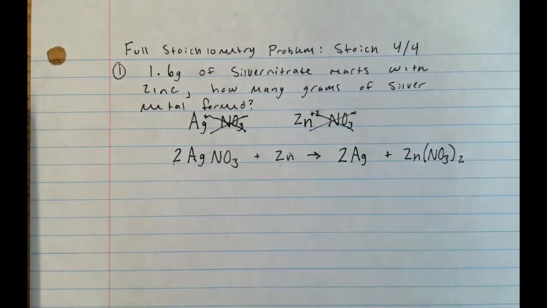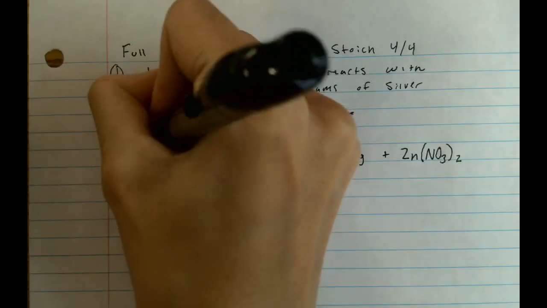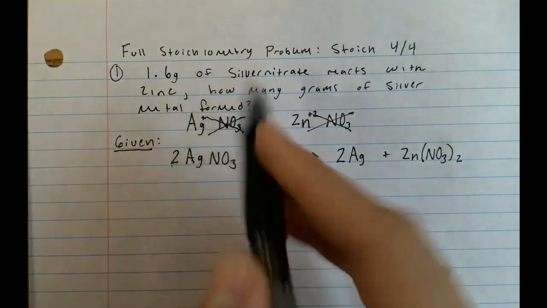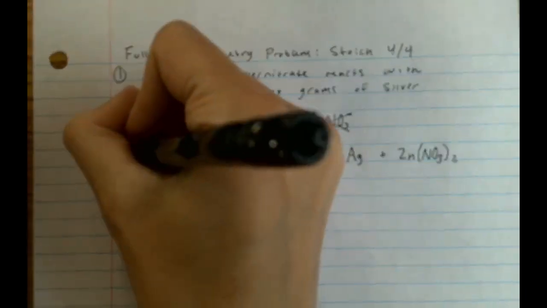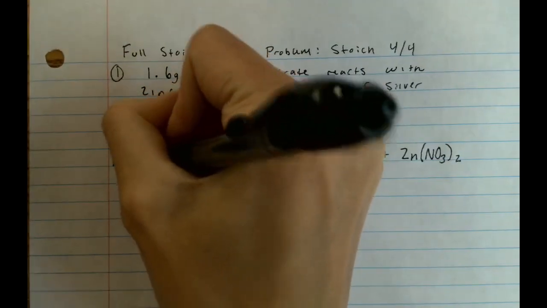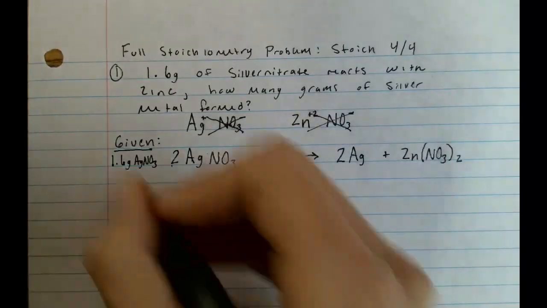Now I'm going to write out my givens and my finds to figure out what I actually have to solve for. So we are given 1.6 grams of silver nitrate, and we're looking for grams of silver metal.